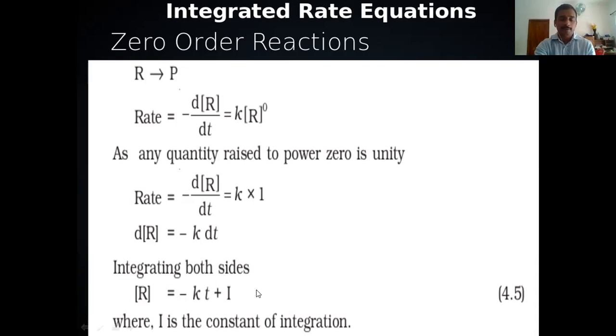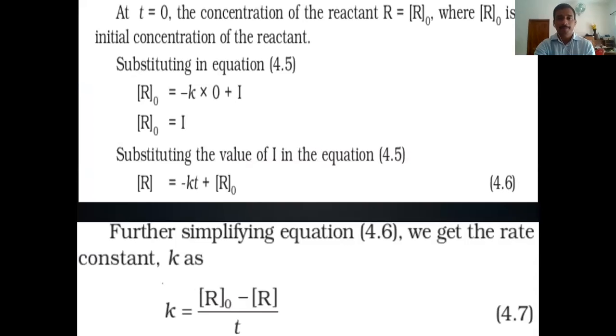Now in order to get the expression, at the beginning of the reaction, that means when t is equal to 0, the concentration of R is initial concentration R0. When t is equal to 0, that means beginning. The reaction is not started. It is going to start. That is the beginning. Beginning of the reaction, the concentration of the reactant is initial concentration. Initial concentration is represented as [R]0. So when t is equal to 0, we can write [R] is equal to [R]0.